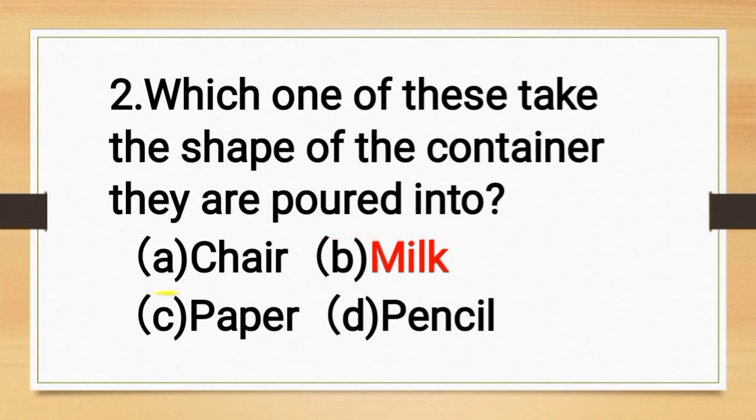Options are A, chair. Option B, milk. Option C, paper. And option D, pencil. So as you know, milk is an example of a liquid in which particles are packed very loosely and not closely, and therefore they are not hard in shape, and they can take the shape of the container they are poured into.